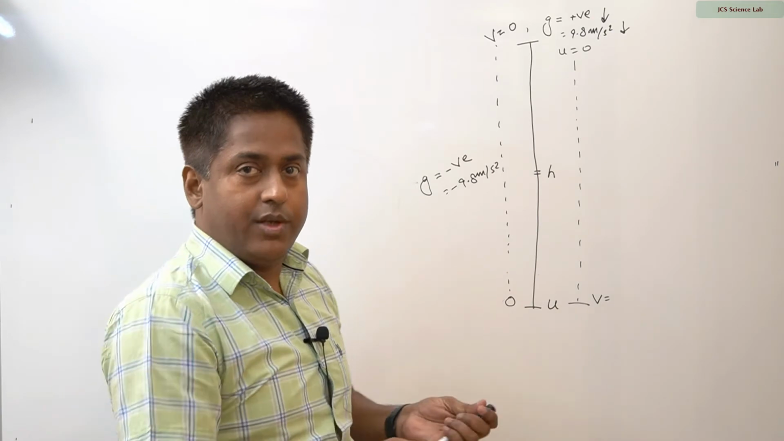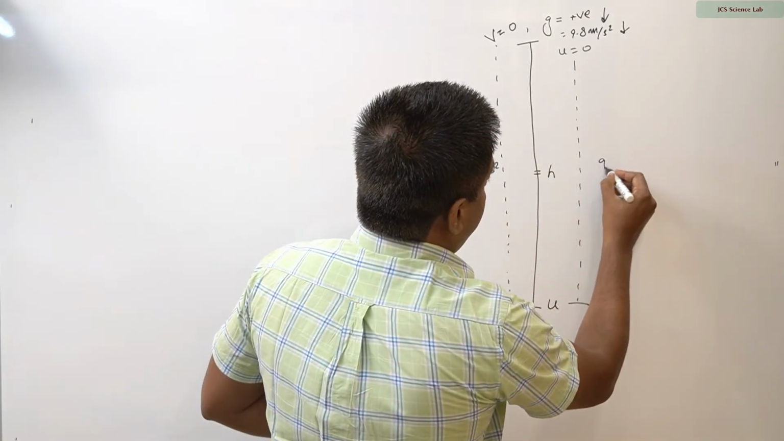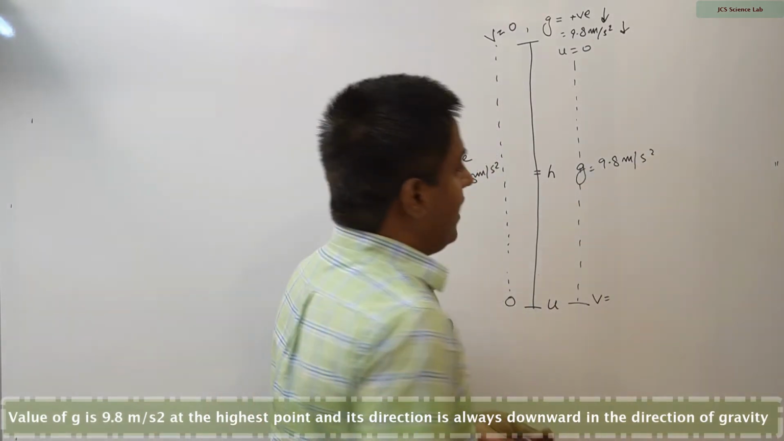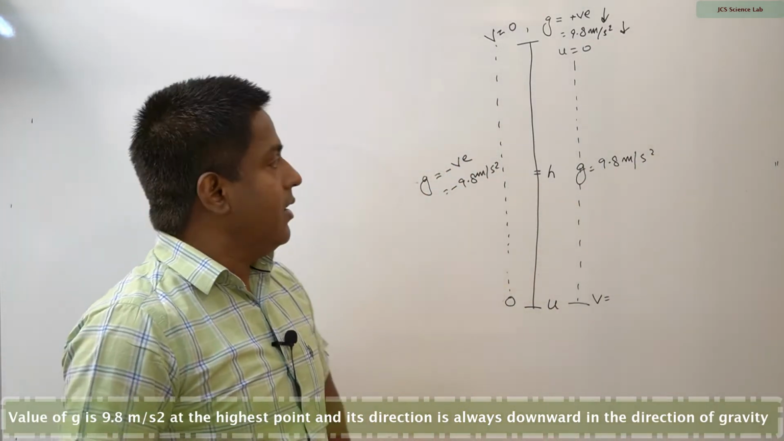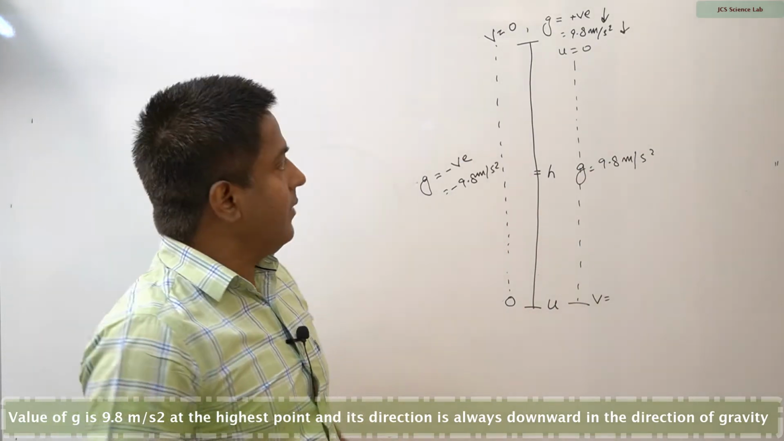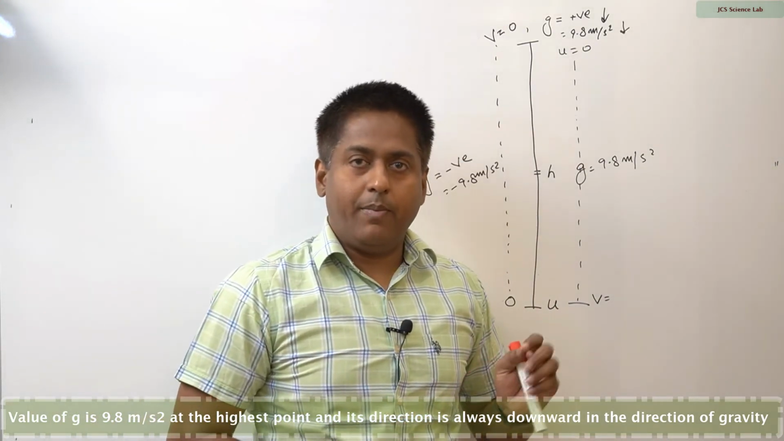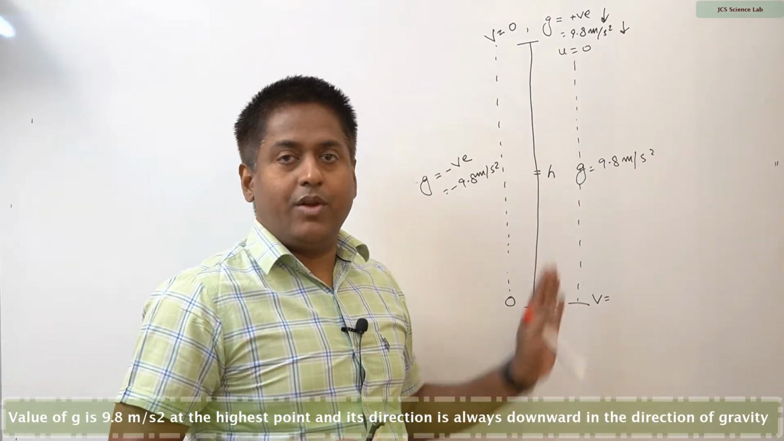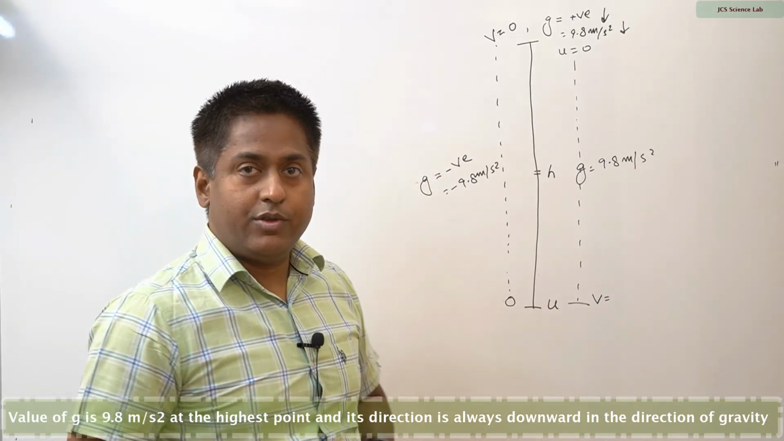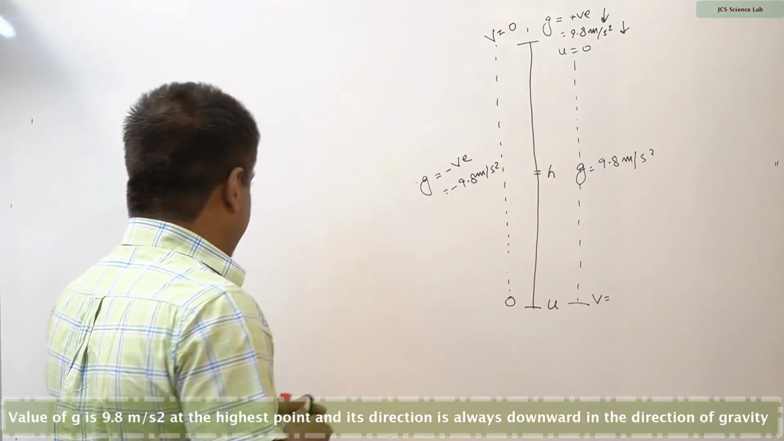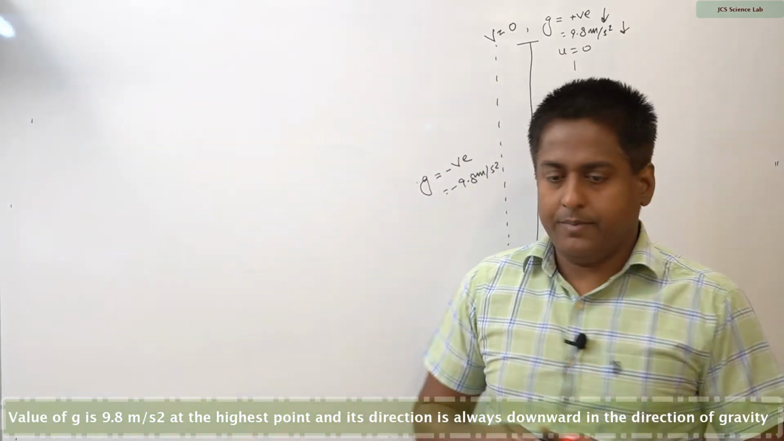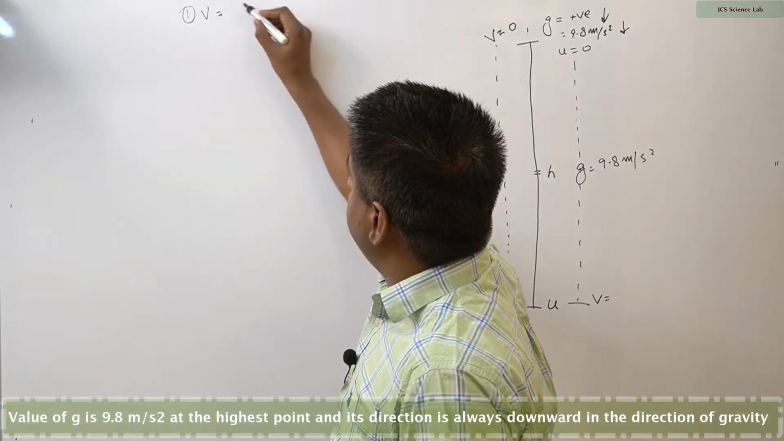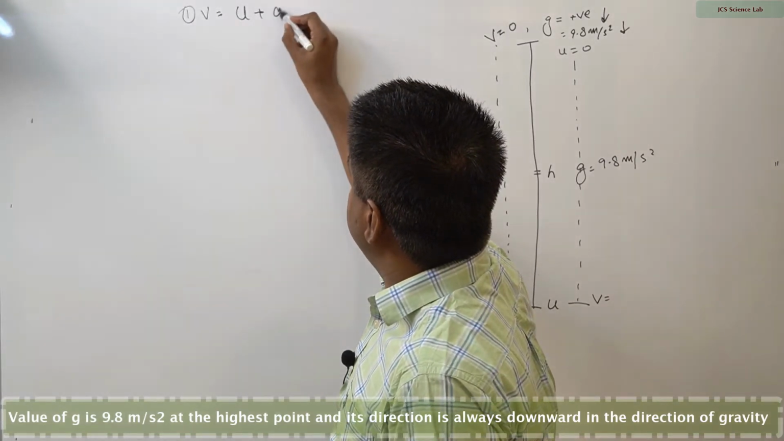During the downward motion, its acceleration is 9.8 meter per second square, positive. So this G is 9.8 meter per second square during downward motion. Now we can apply all three equations of motion during upward and downward motion, meaning during vertical motion. So what is the equation of motion? The first equation of motion is V is equal to U plus A into T.